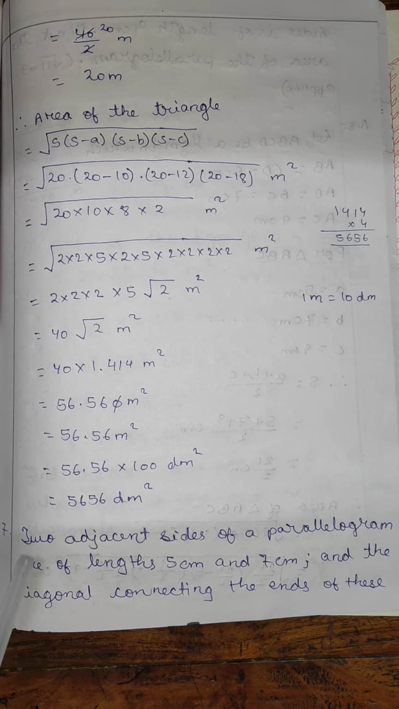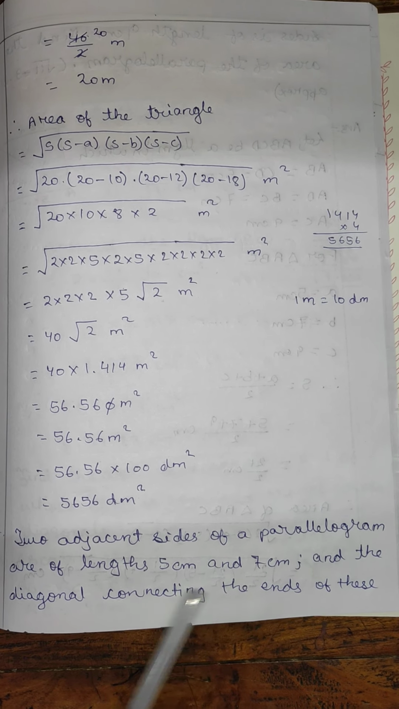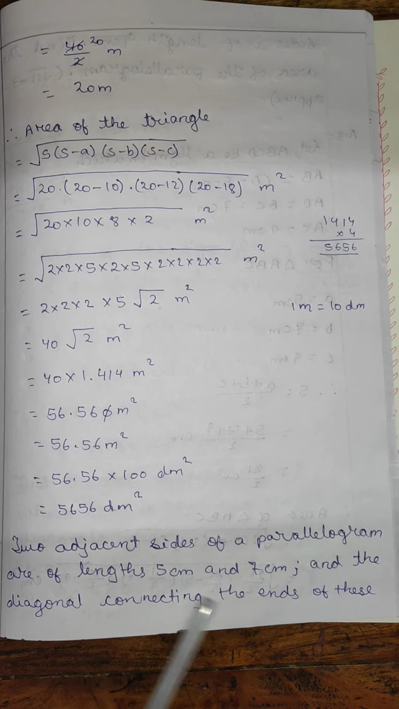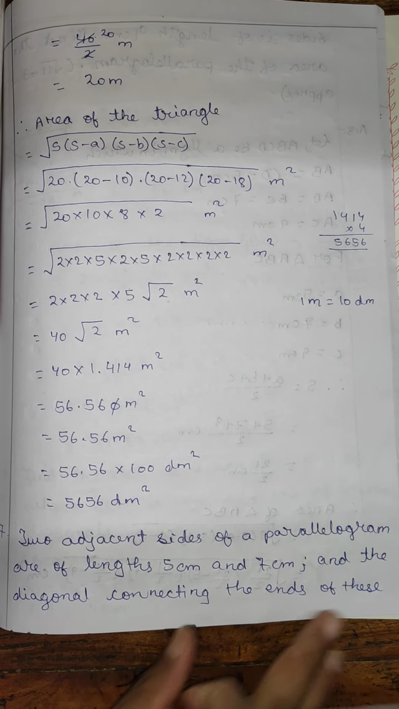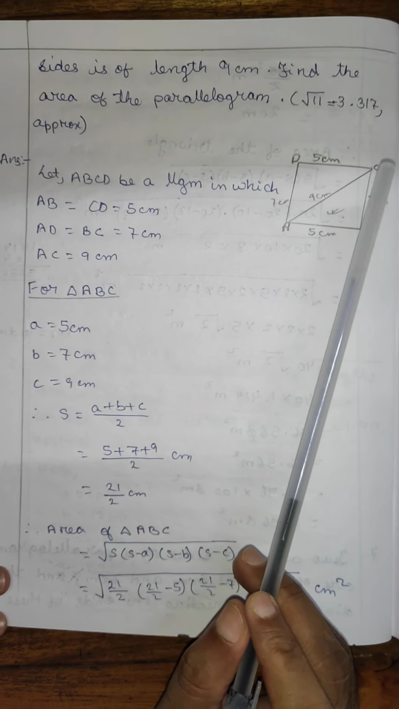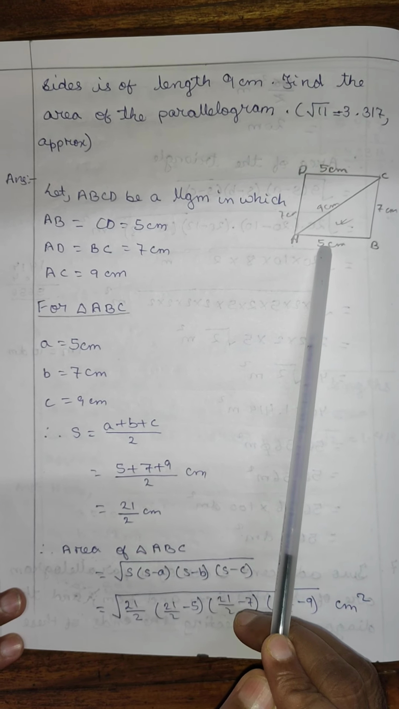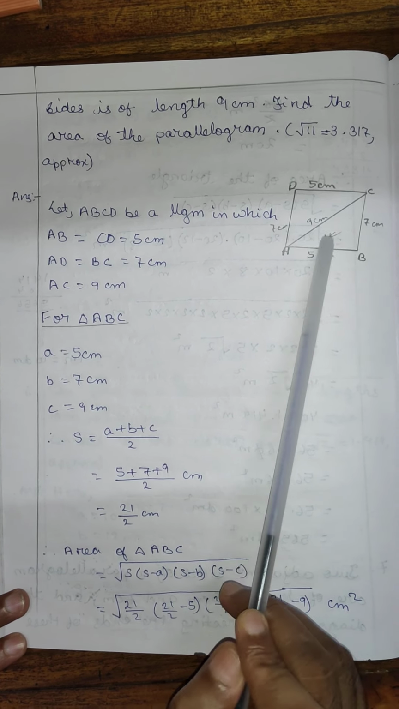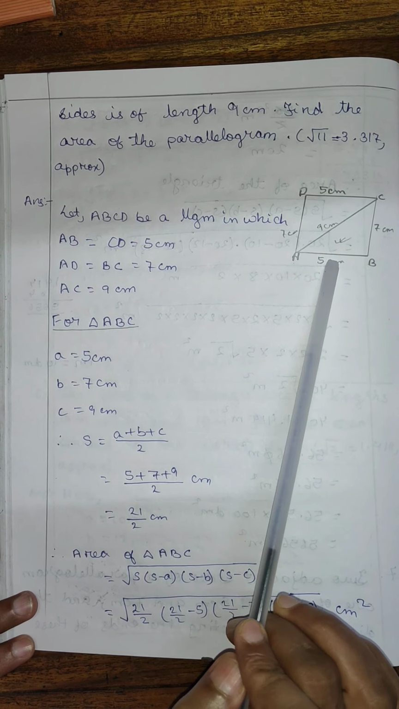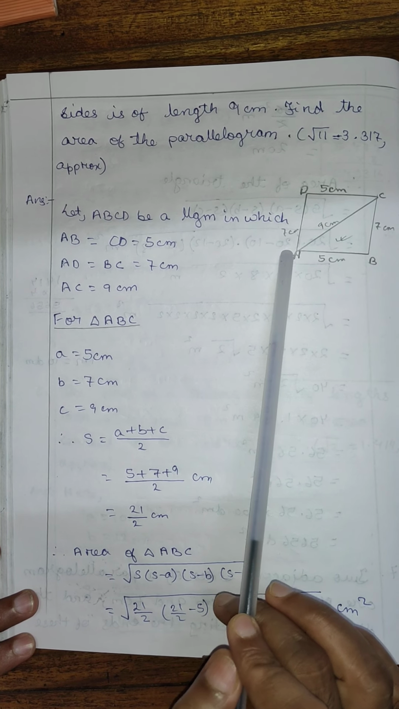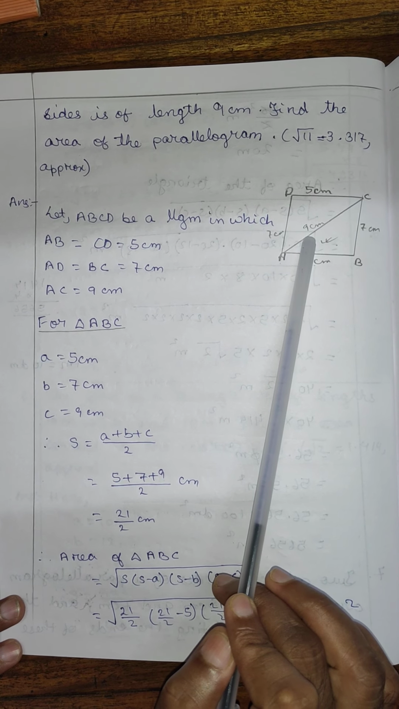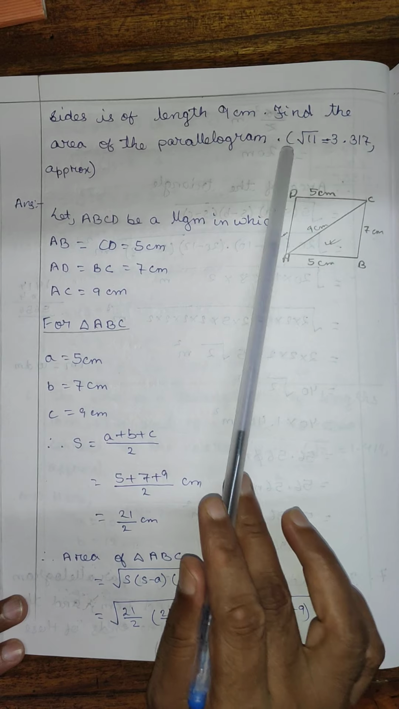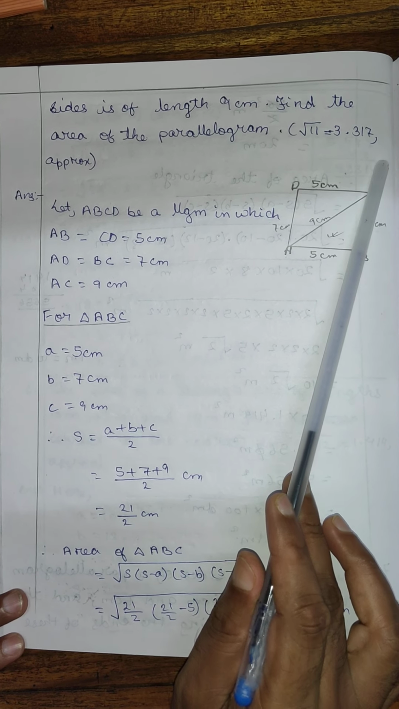Question number 7. Two adjacent sides of a parallelogram are given, 5 centimeter and 7 centimeter. Diagonal connecting the ends of the sides is given 9 centimeter. So this is given 5, this is given 7. In a parallelogram, opposite sides are equal. So these two will be same 5, 5. These two will be 7, 7 and one of the diagonal is given 9. Asking question, find the area of this parallelogram. Root 11 is given 3.317.